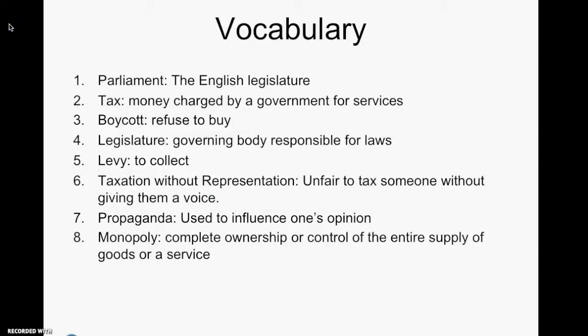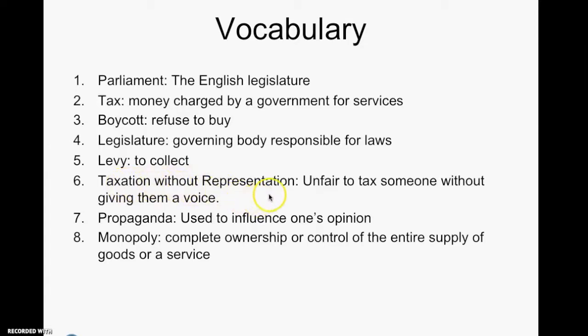Here's the vocabulary for homework. So we're going to go over Parliament, the English legislature. That is England's Congress. To tax is money charged by a government for services. When people boycott, it's to refuse to buy. Legislature is a governing body responsible for laws. Levy is to collect. So if we say to levy taxes, it's to collect.